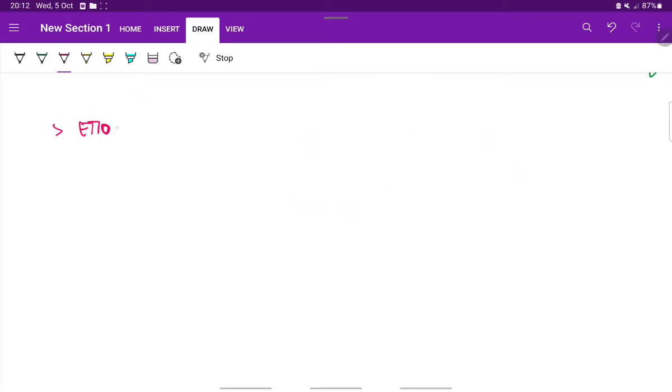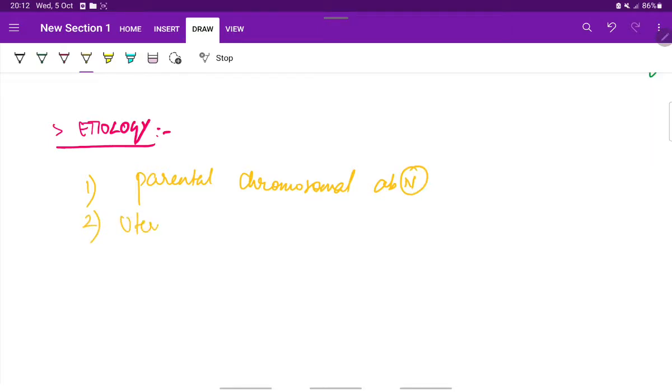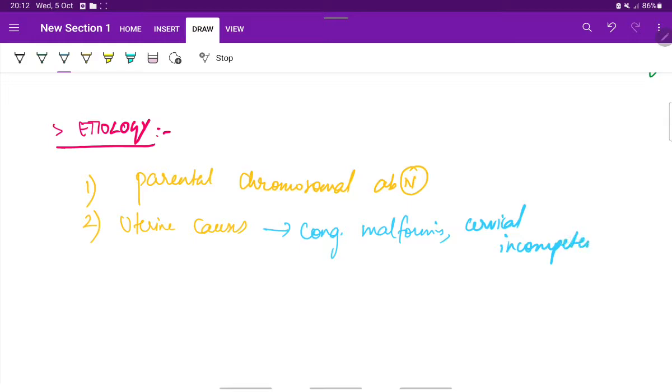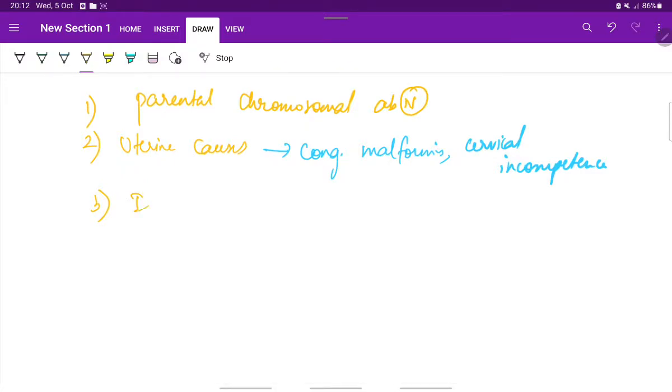The etiology for recurrent abortions will be, first, any parental chromosomal abnormalities, genetic causes, then the uterine causes, which include congenital malformations of the uterus, cervical incompetence, etc.